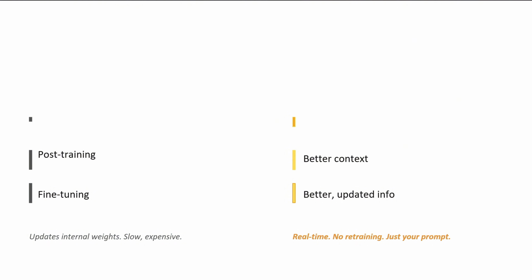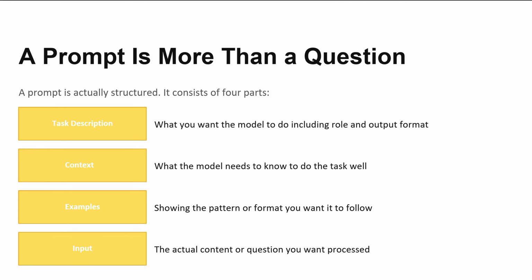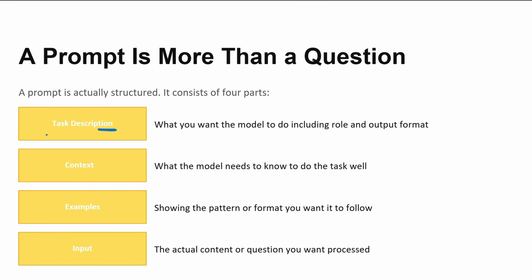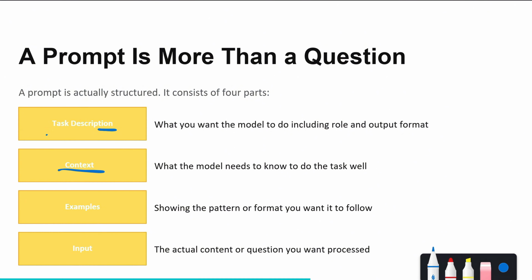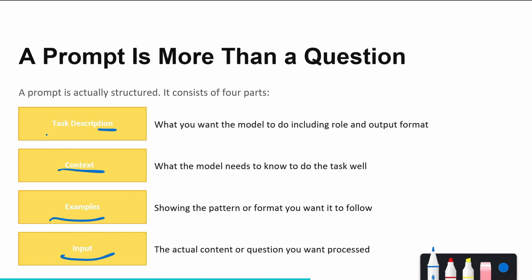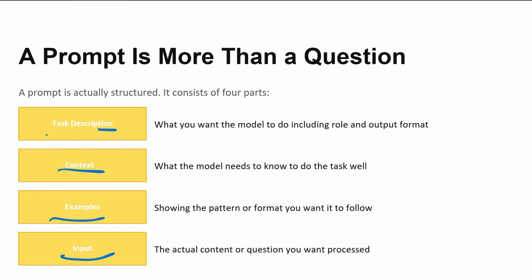And this is why a prompt is more than just a question. It generally consists of a task description, which is what you want the model to do, including the role and the output format. And then you have context. This is the information the model needs to know to do the task well. And then you have examples. This shows the pattern or the format you want the AI to follow. And the input, this is the actual content or question you want the AI to process. All of this together creates an environment the AI uses to generate a response.